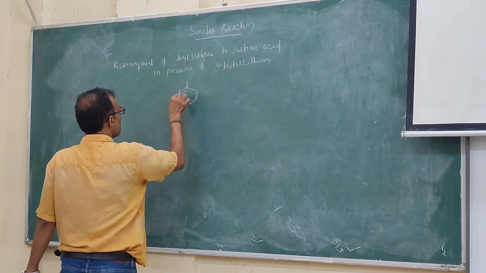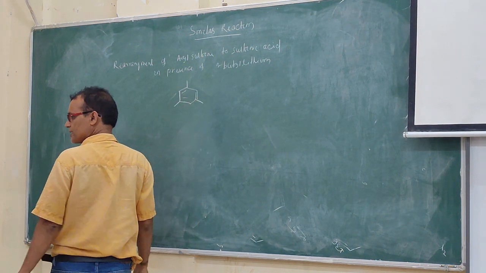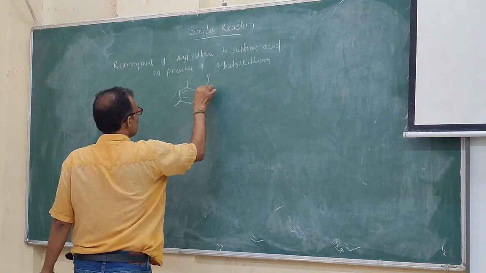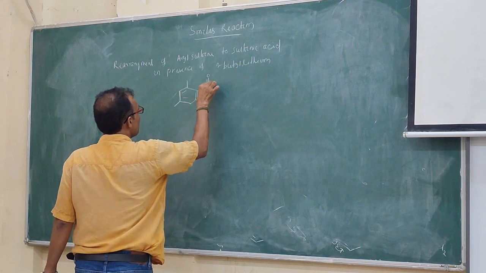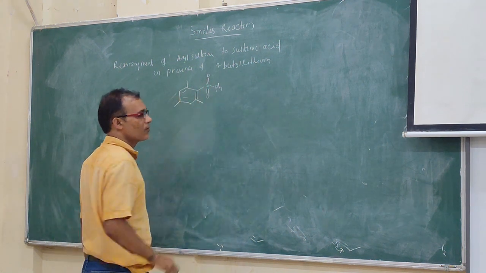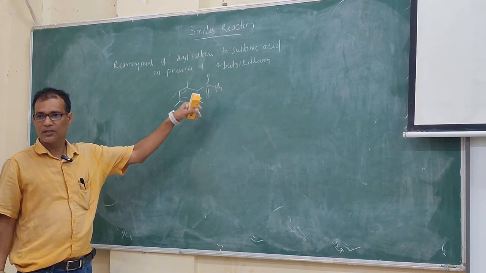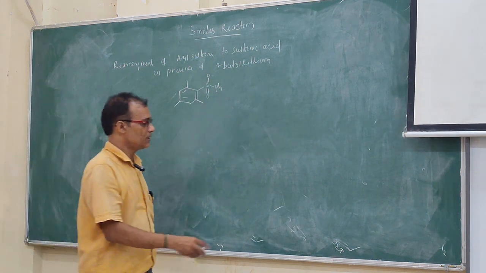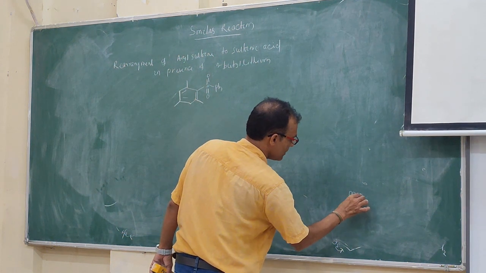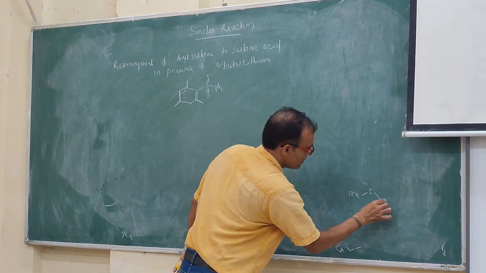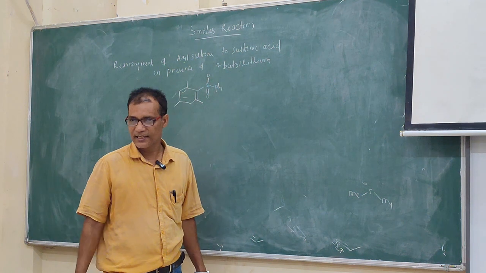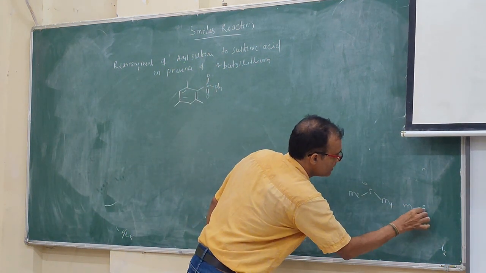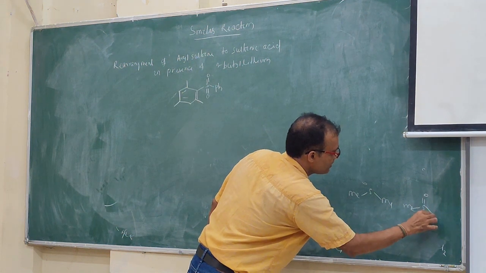2,4,6-trimethylphenyl sulfone. This is a sulfone. You know sulfide, DMS, dimethyl sulfide. If I oxidize this, it becomes dimethyl sulfoxide.